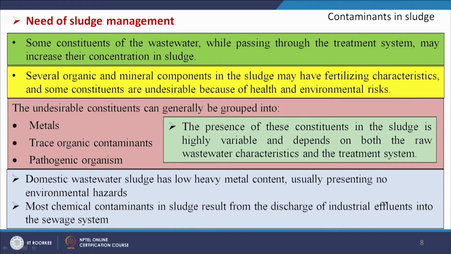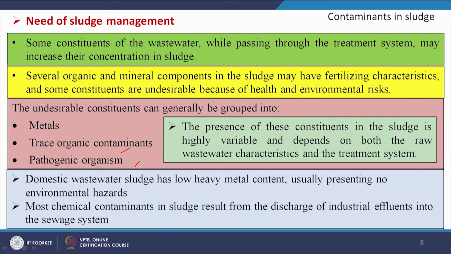Now, we will see that some constituents of the wastewater, while passing through the treatment system, may increase their concentration in sludge. Several organic and mineral components in sludge may have fertilizing characteristics, and some constituents are undesirable because of health and environmental risks. The undesirable constituents may generally be grouped into metals, trace organic contaminants, and pathogenic organisms. The presence of these constituents in the sludge is highly variable and depends on both the raw wastewater characteristics and the treatment systems used.